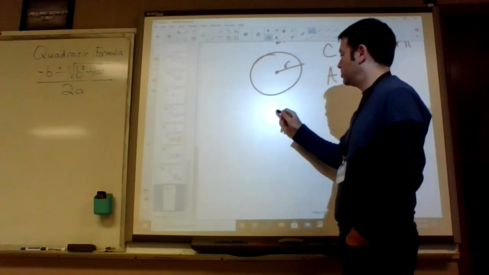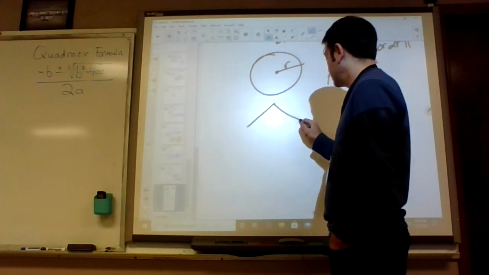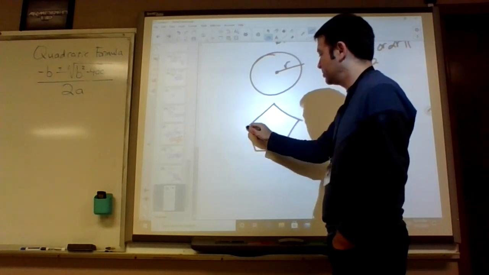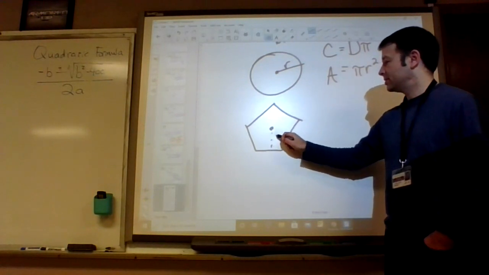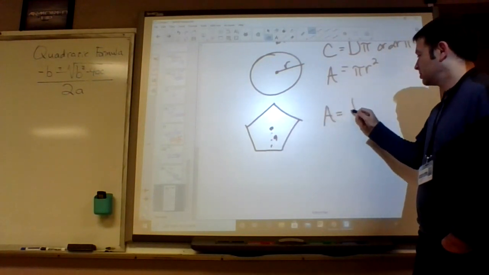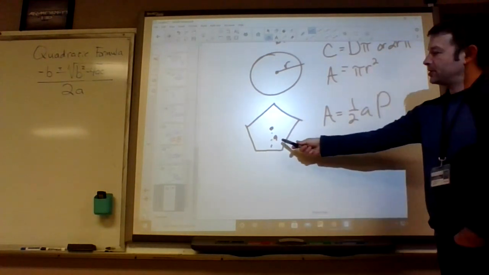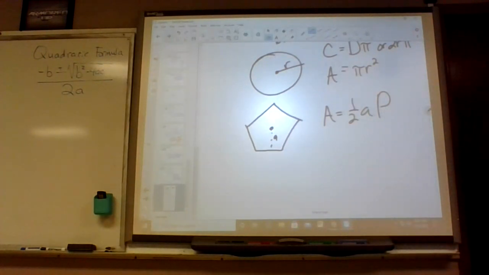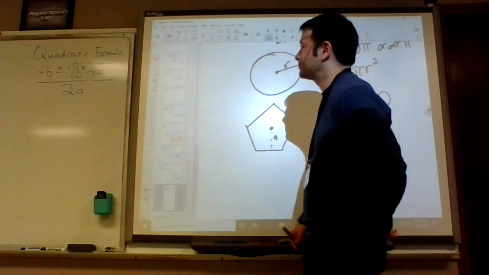Something else we did was equilateral, or well, call them regular polygons. That had a special formula. You guys remember this? 1/2 times apothem times perimeter. Apothem times perimeter. Was that all the areas? I think so. That's all the area formulas we learned.